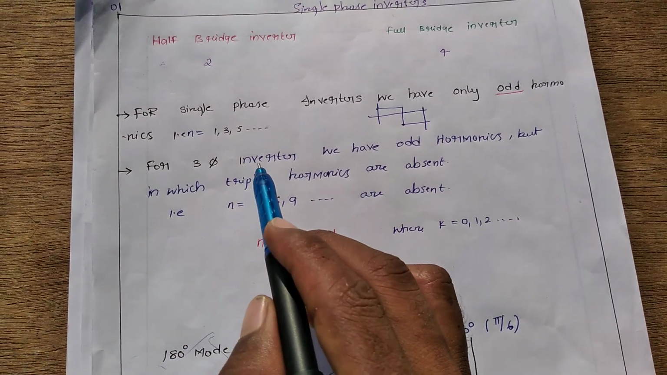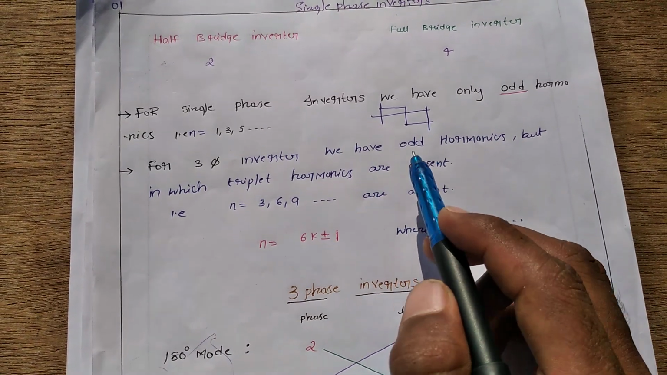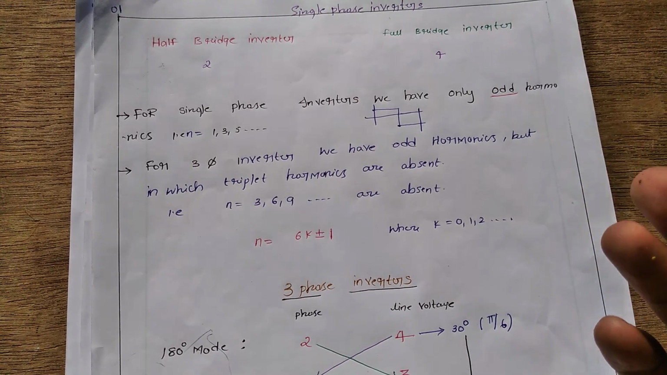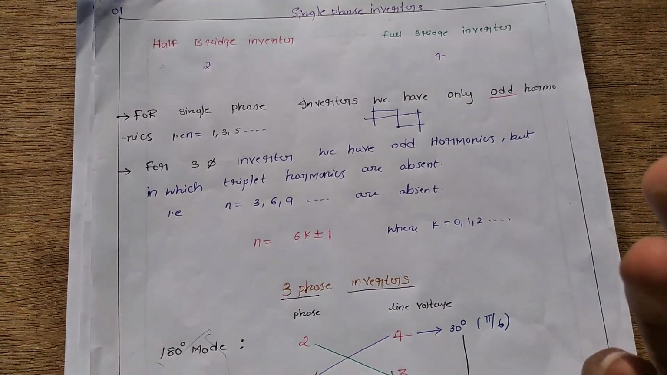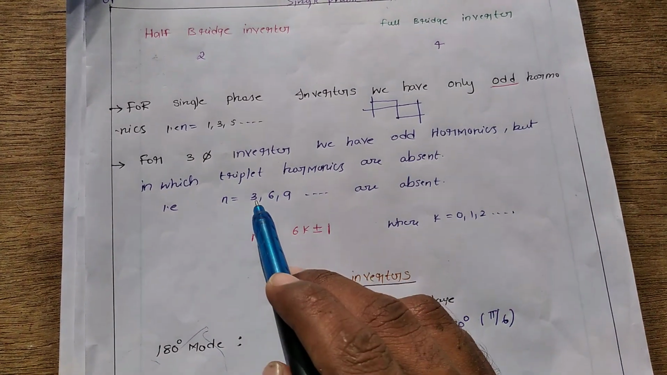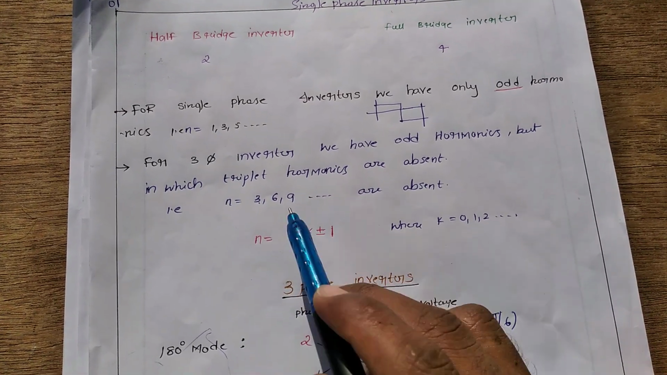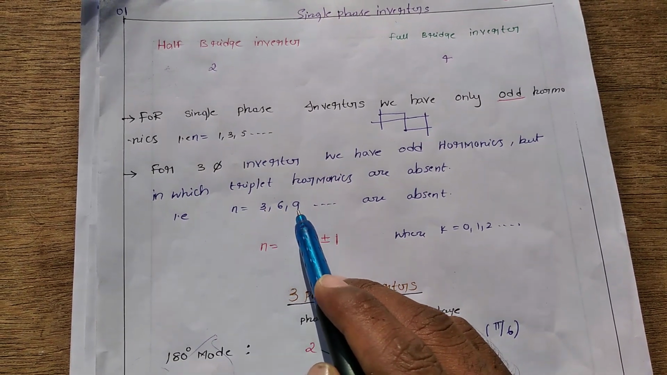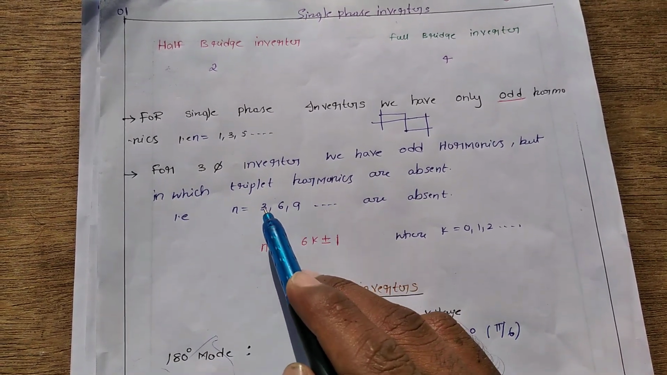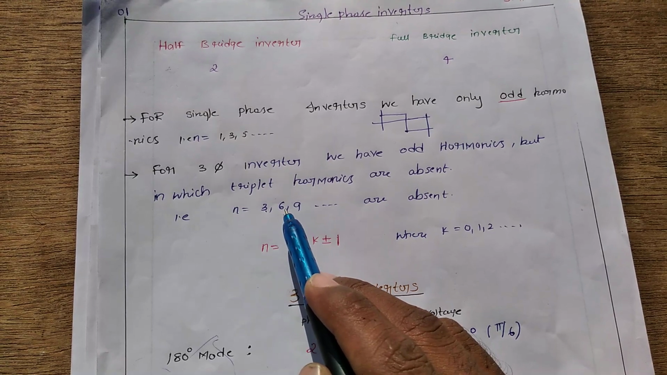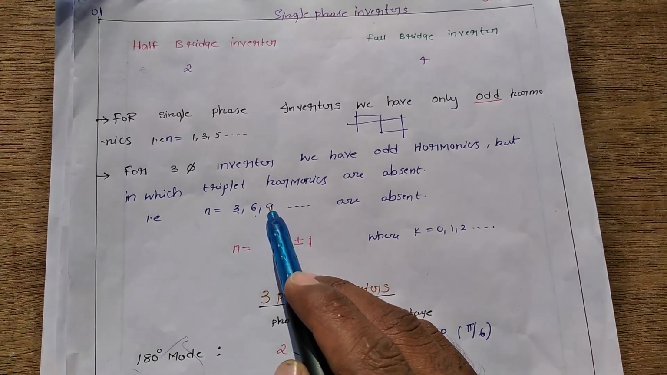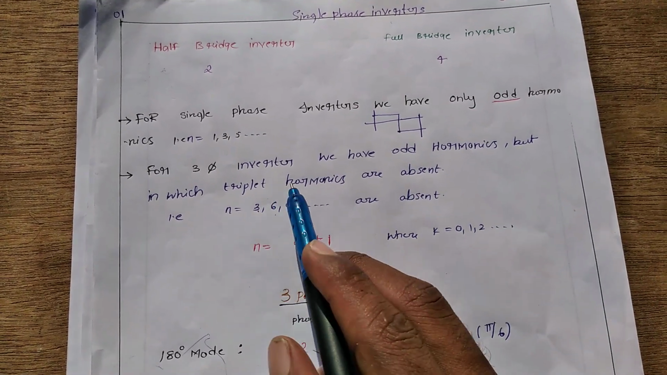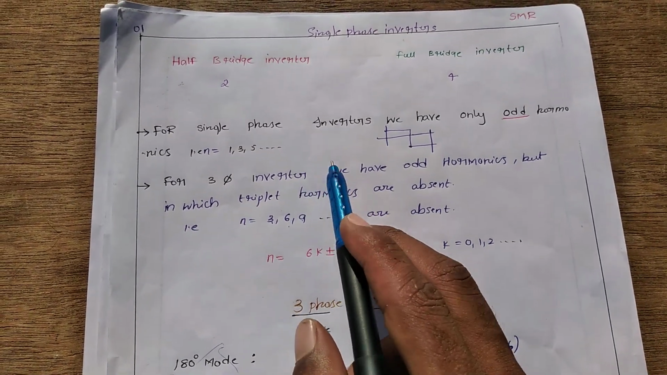But for three phase inverter we have odd harmonics, that means n is equal to 1, 3, 5, 7 like that, but in that triplet harmonics are absent. That means you don't have the triplet harmonics, that means these will be eliminated. 3, 6, 9, means multiples of 3. 3 into 1 is 3, 3 into 2 is 6 and 3 into 3 is 9, means multiples of triplet harmonics will be eliminated in three phase inverter. So these two things you have to keep in mind.